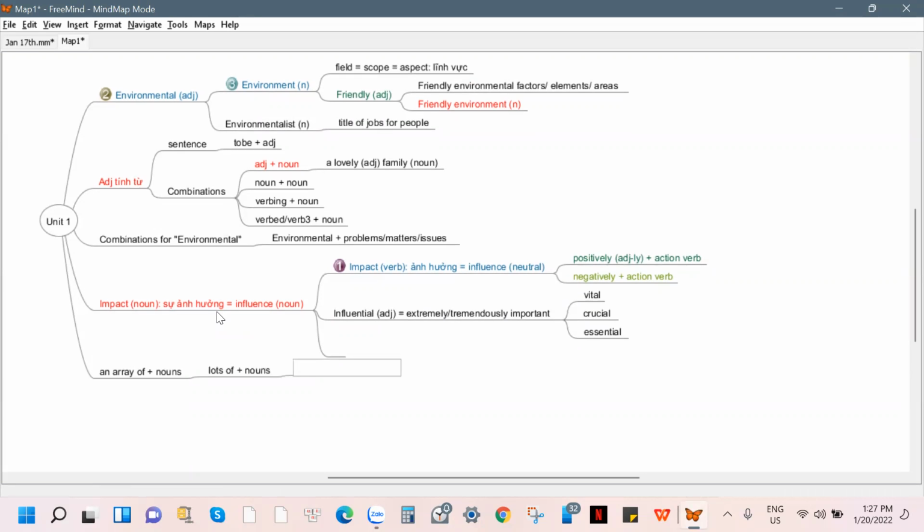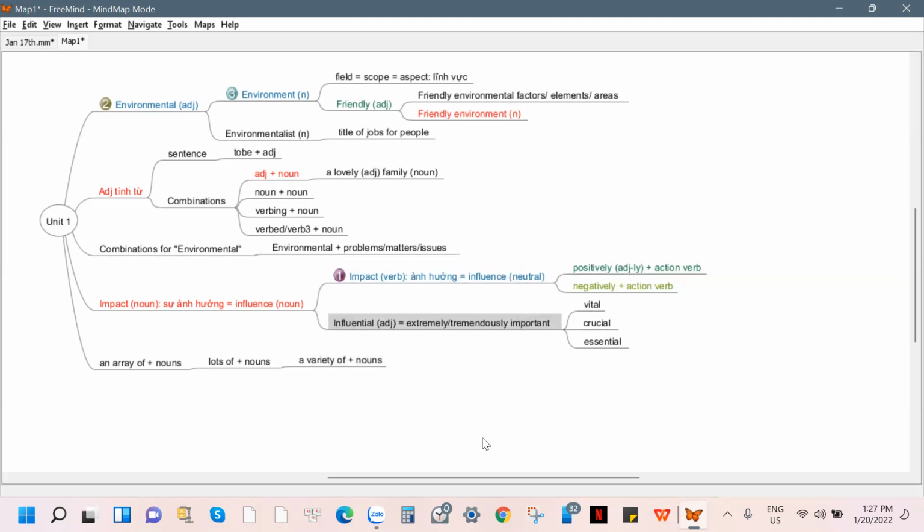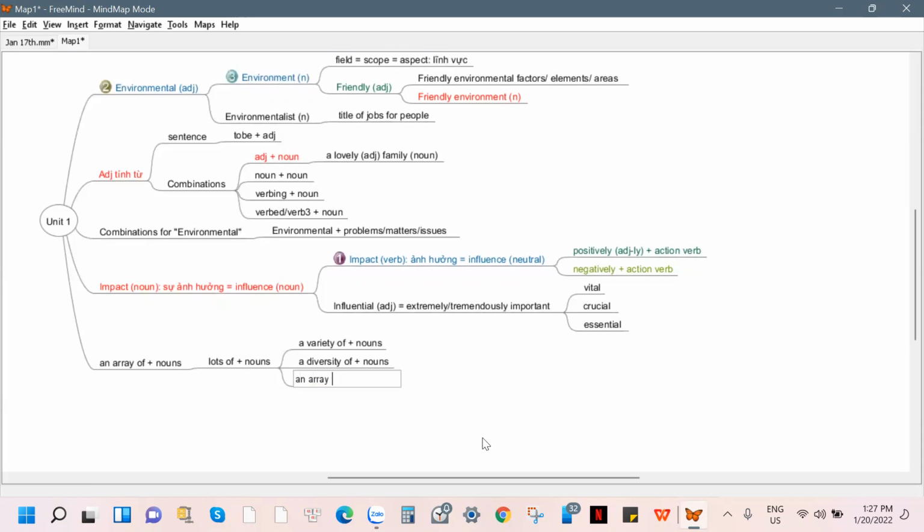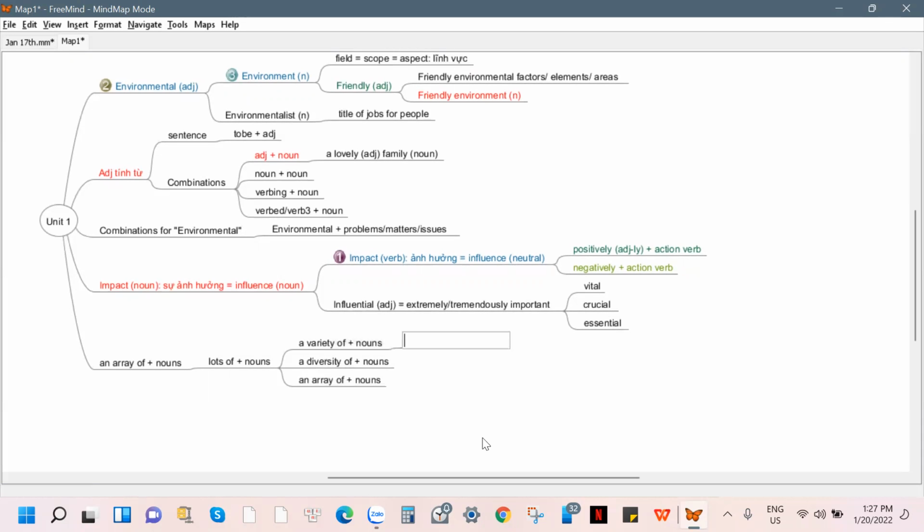For advanced English, we can say that we have a variety of choices. This is going to help you increase your IELTS or Cambridge points if you choose to use advanced vocabulary. A variety of choices, you can say a diversity of choices, or an array of choices. This is how we form advanced vocabulary. Variety is a noun in English.